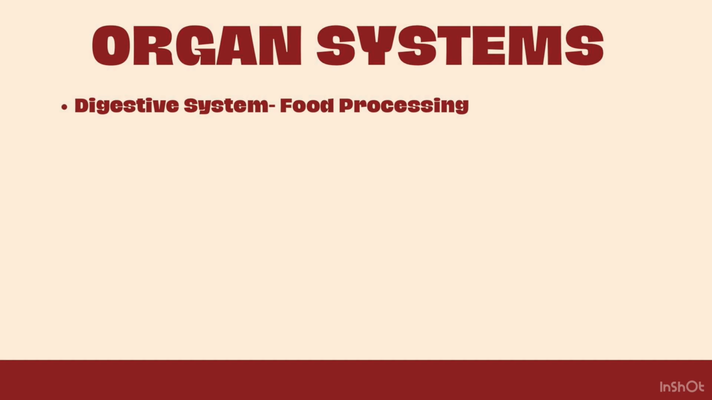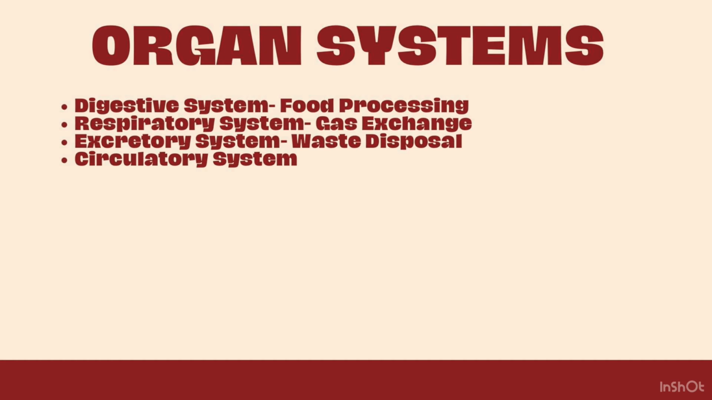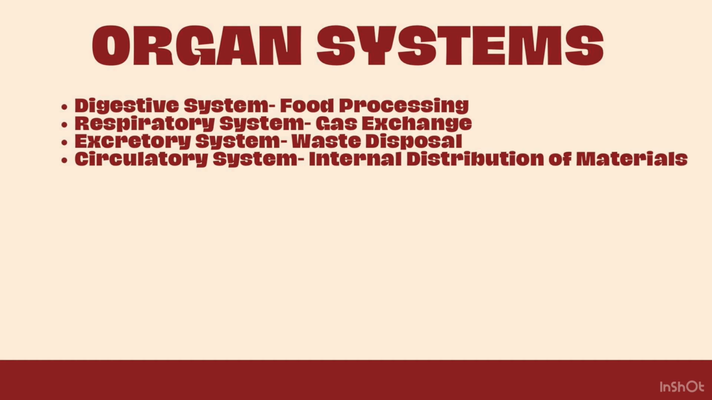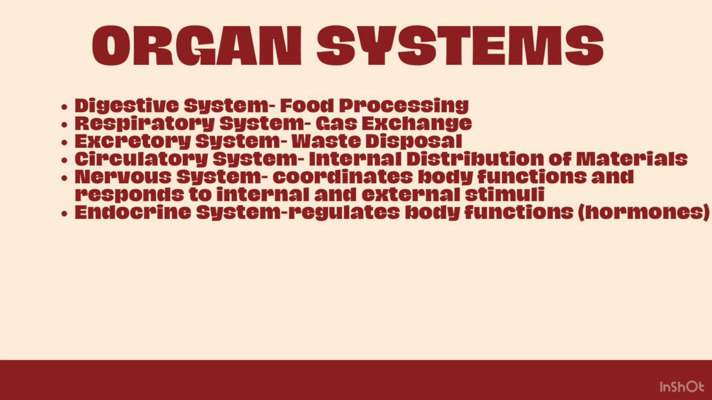I'm going to go into depth about these in a separate video, but the first organ system you get to know is the digestive system. This is for food processing. And then there's the respiratory system, whose main function is gas exchange. We then have the excretory system, which is waste disposal. The circulatory system for internal distribution of materials. We then have the nervous system, which coordinates body functions and responds to internal and external stimuli. Then we have the endocrine system, which regulates body functions through the release of hormones.